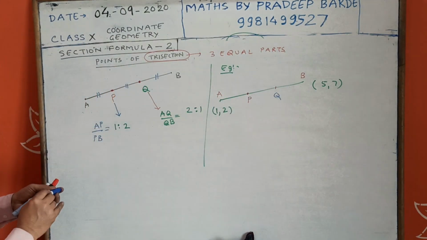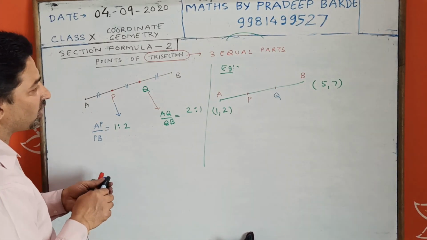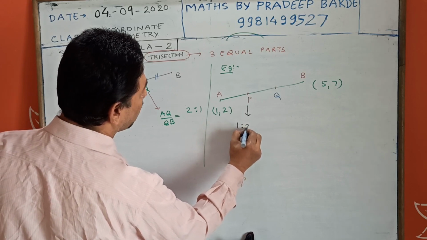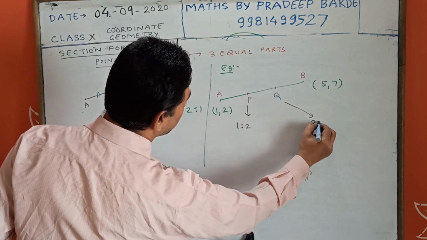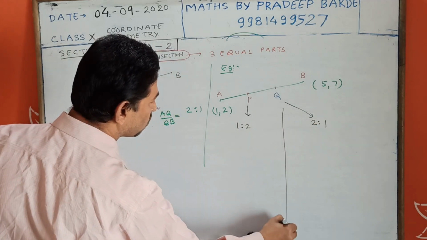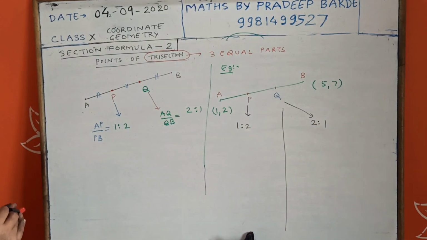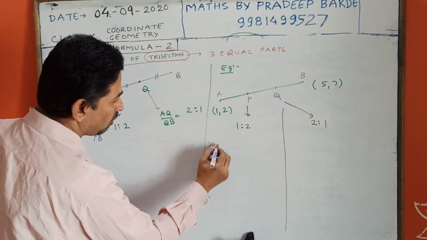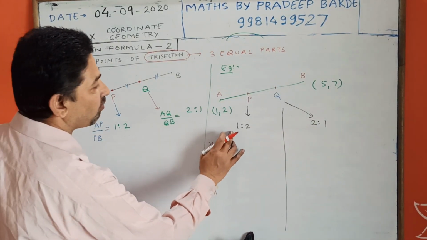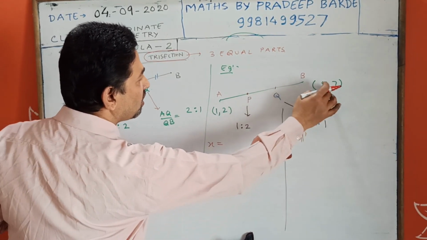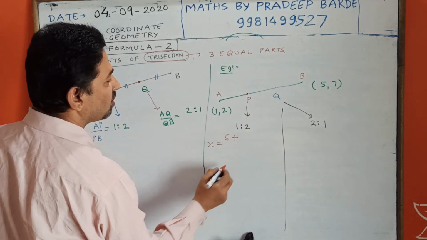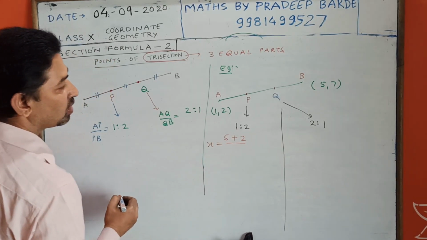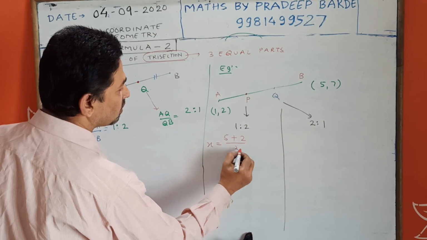तो P पॉइंट के कोऑर्डिनेट्स फाइंड करने के लिए the ratio that we have to consider, P के कोऑर्डिनेट्स के लिए रेशियो लेंगे 1:2. Q के कोऑर्डिनेट्स के लिए रेशियो लेंगे 2:1. Let's apply the section formula. So here we get x is equal to m1 x2, 1 into 5, that is 5, plus m2 x1, 2 into 1, that is 2, upon 1 plus 2, that is 3.